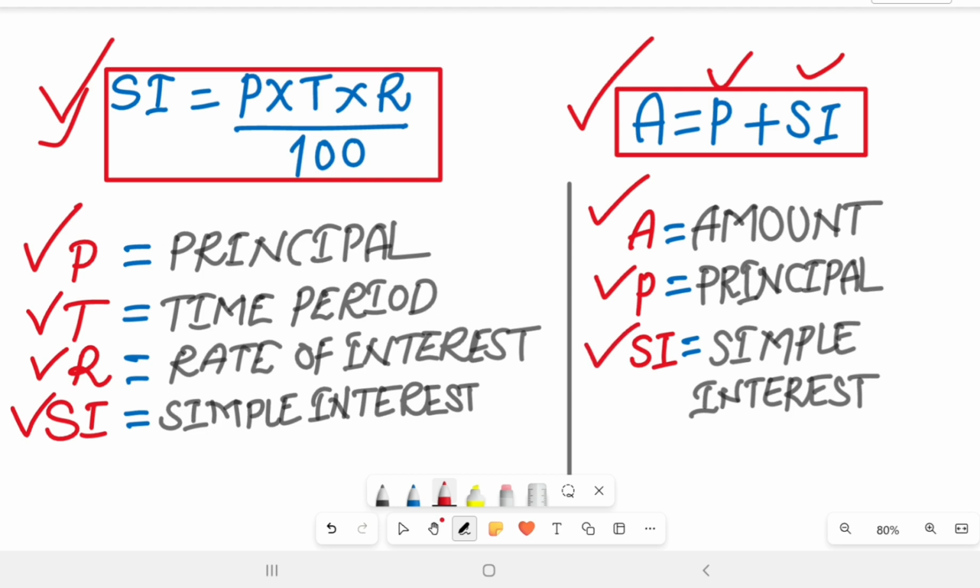Okay, so we will discuss a couple of problems on simple interest. Let us move on to the next section.